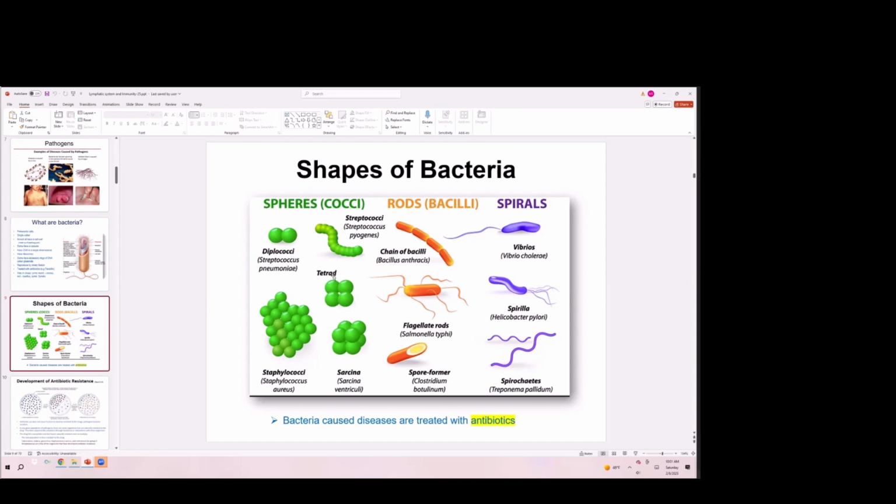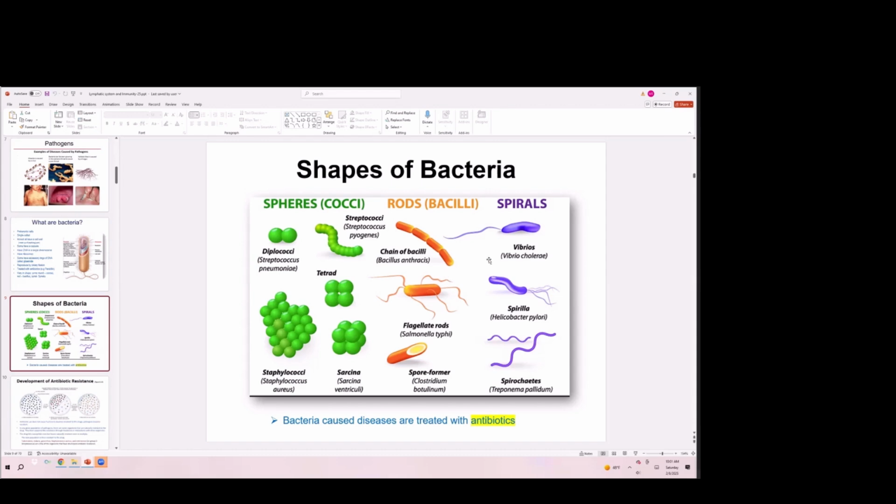And then you hear this one, tetrads, streptococci, because streptococcus is referring to one, streptococci we are referring to many of them. And then the ones that are rod-shaped, you call them bacillus. That's one bacillus, and many of them you have bacilli. Salmonella is an example of that. Clostridium is one of them.